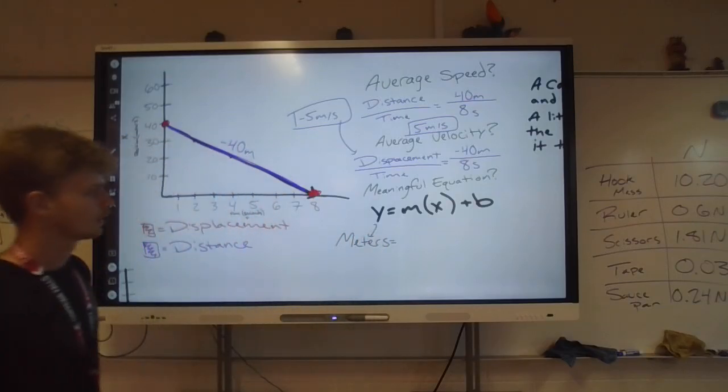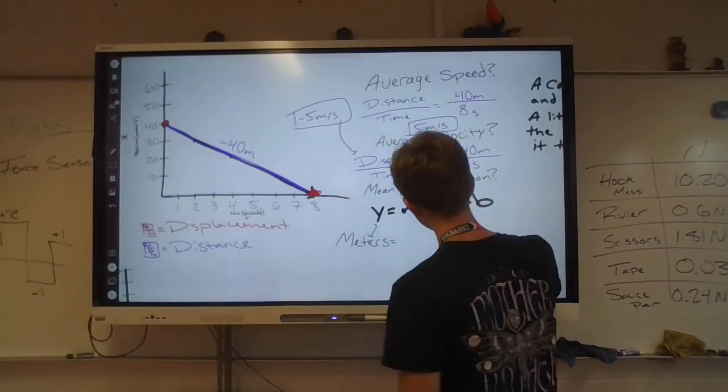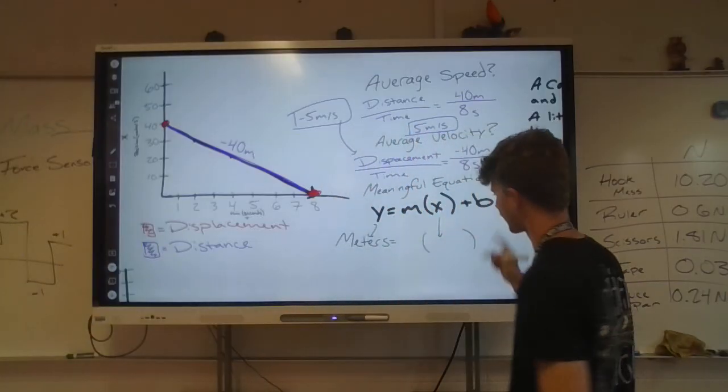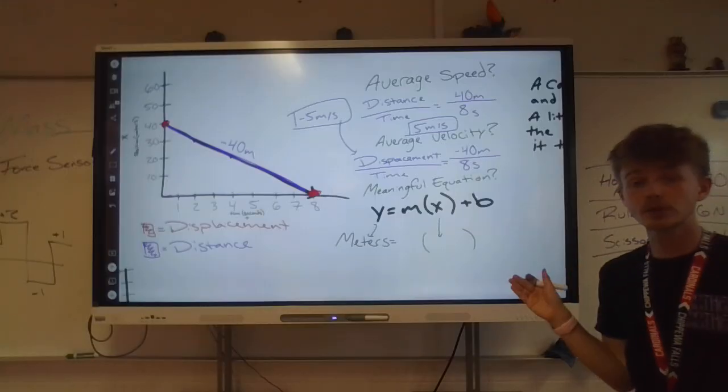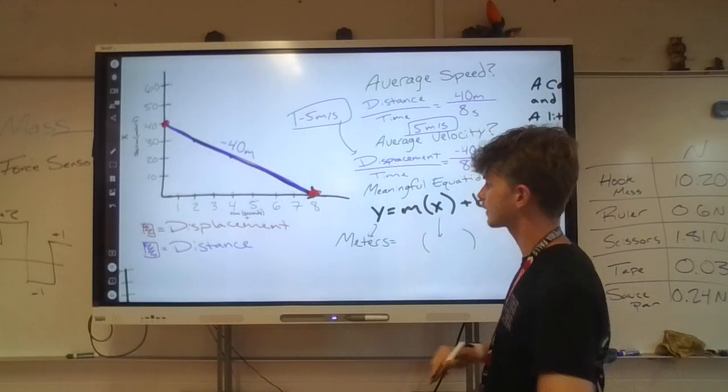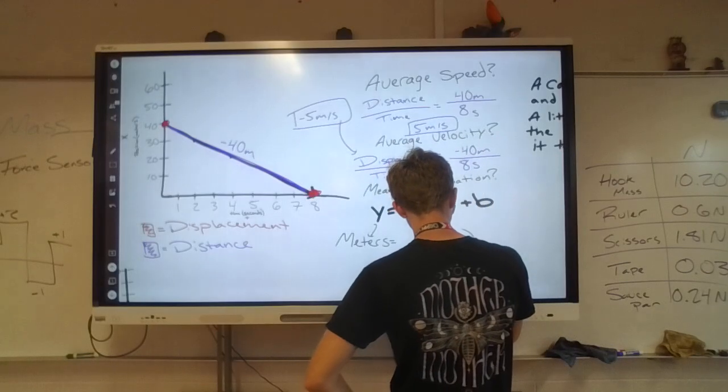Next, I'm going to skip to x, our x-axis, because that one's a lot easier to deal with. Then we'll deal with m and b. So what are we measuring for our x-axis? For our x-axis, we're measuring time, specifically in seconds. So I'm going to put seconds here.